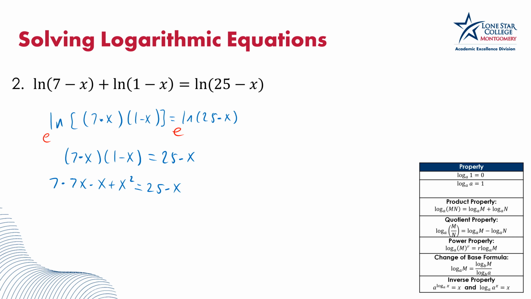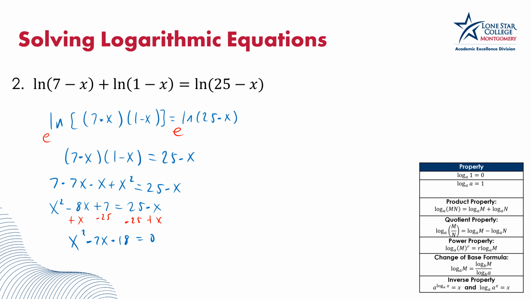Let's combine like terms, but let's write the left-hand side in descending order. So x squared, negative 7x minus x is negative 8x, plus 7 equals 25 minus x. And then we want to move everything over to the left-hand side, so we can add x to both sides, and also subtract 25 from both sides. In doing so, we're going to get x squared, negative 8x plus x is negative 7x, and then 7 minus 25 is negative 18. And that's equal to 0.